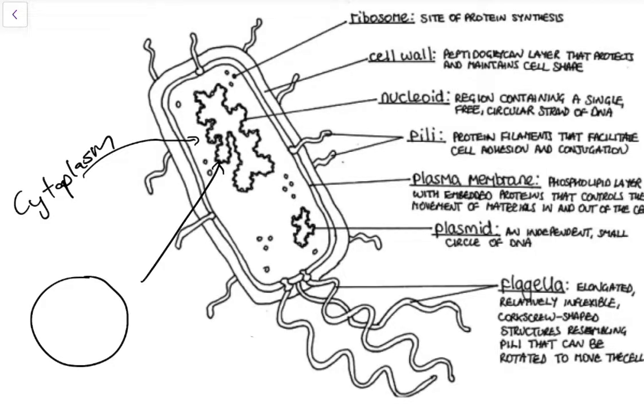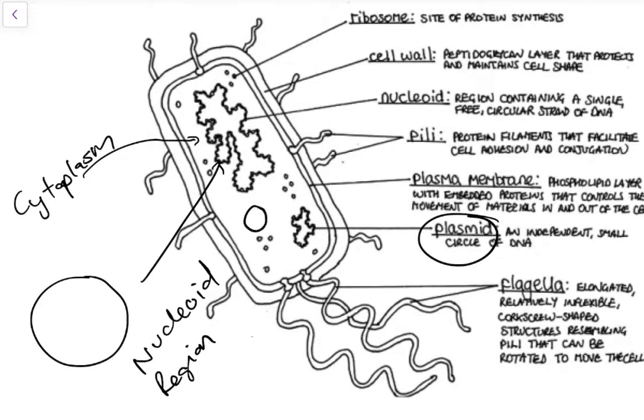And so this is in the cytoplasm, but sometimes we can call it the nucleoid region. So it's the nucleoid region, and that's where they have their DNA. And then over here we can see we've got the plasmid, another small, and usually they're drawn more circular, another small circle of DNA.